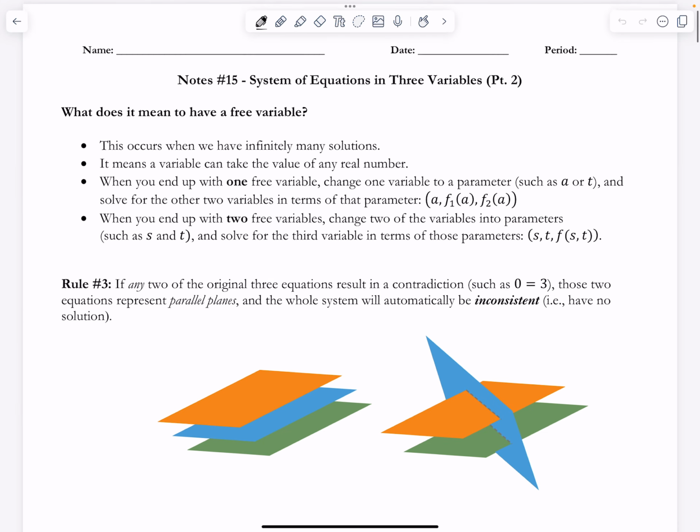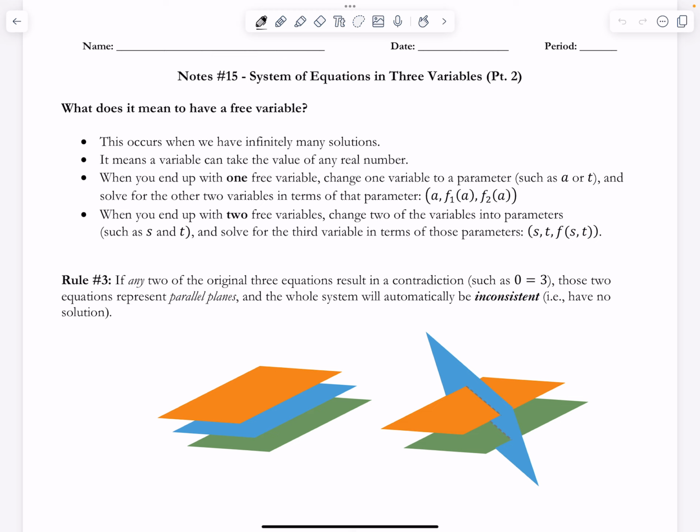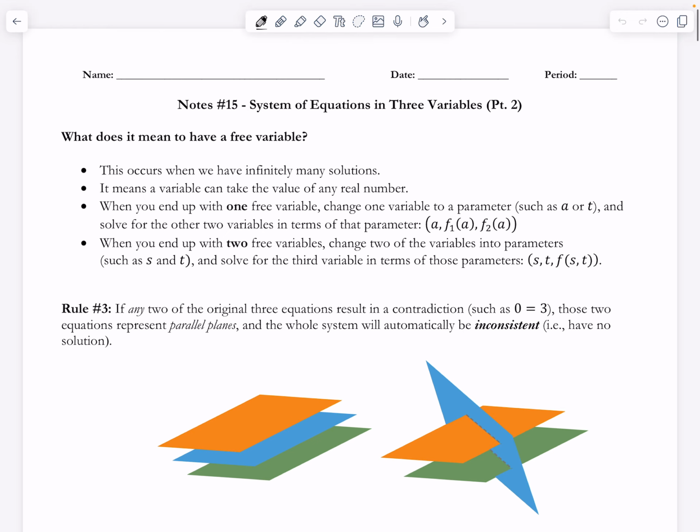All right, guys, this is going to be a continuation of the last video that you watched on systems of equations with three variables. So we're going to continue talking about what happens when you end up having potentially inconsistent or no solution for these systems. We didn't do any of those in the last video.